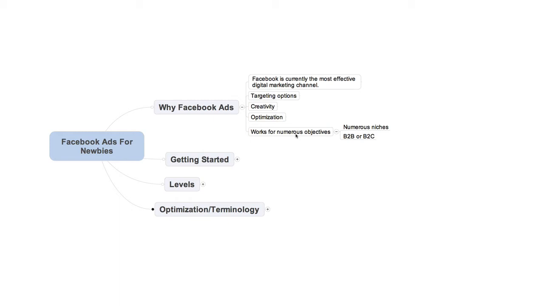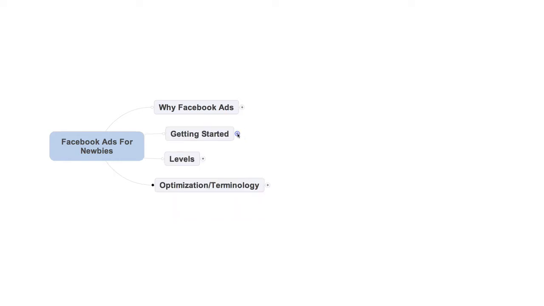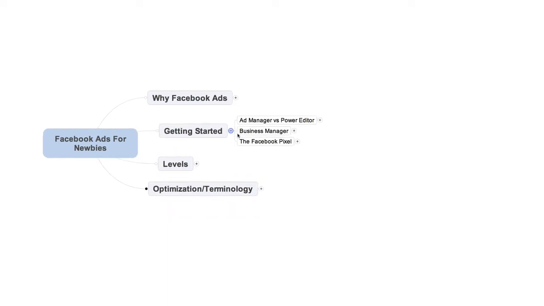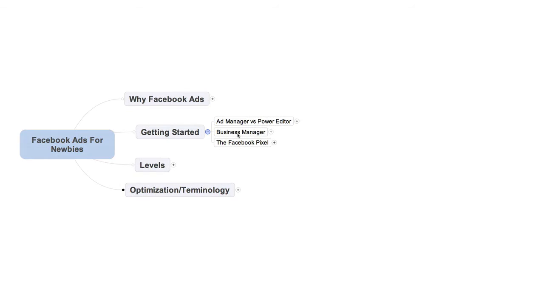So what I'm going to do now is, we're going to come back to the creativity and optimization later on. We're going to go through and talk about getting started. So, getting started with Facebook ads, let's just close that down there. Before you get started with Facebook ads, you've got two different ways where you can run your ads. You have what's called the Ad Manager and you have the Power Editor. So two different options where you can run ads.